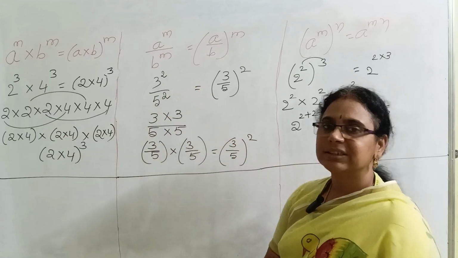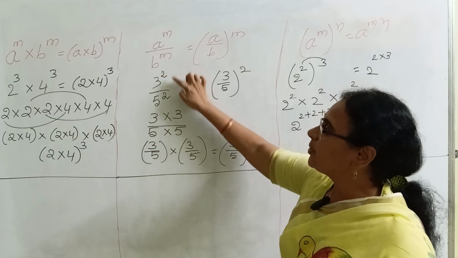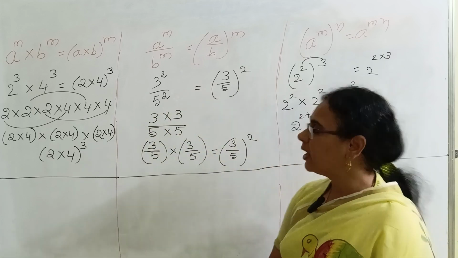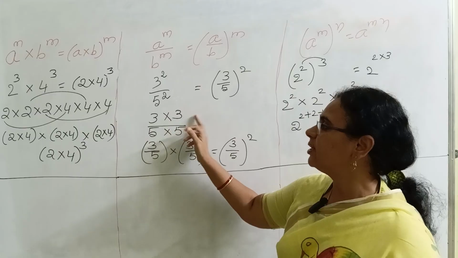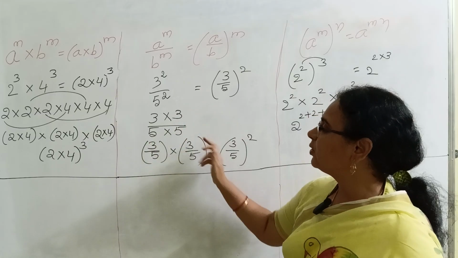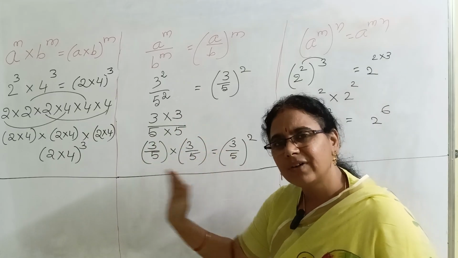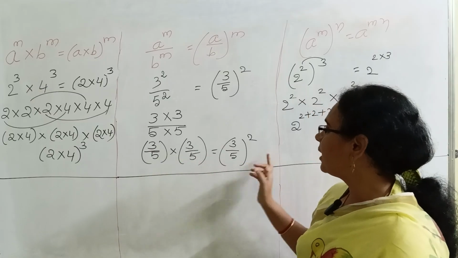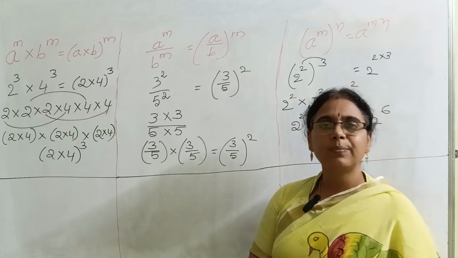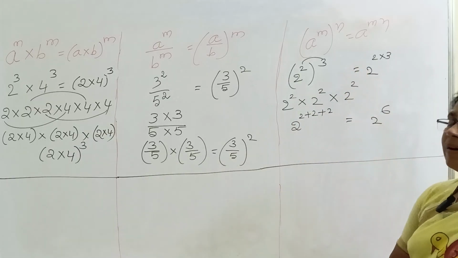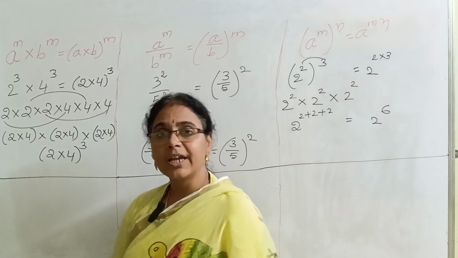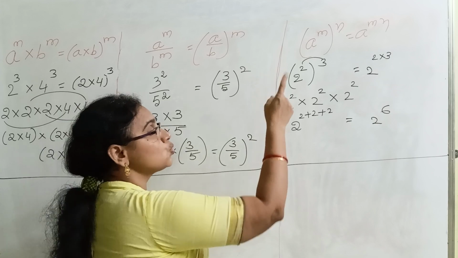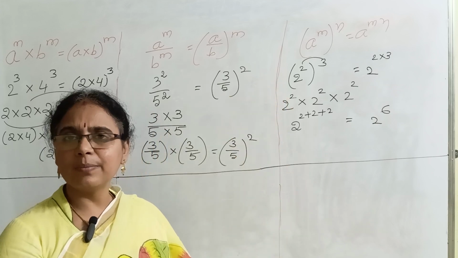3 square by 5 square. Bases are different, exponents are the same. So 3 by 5 whole power 2. How can we get this formula? See here, 3 square is 3 into 3, 5 square is 5 into 5. So separated, 3 by 5 into 3 by 5. Which is repeated? 3 by 5. How many times? 2 times. So 3 by 5 whole to the power of 2. Same like that, the power of power property: a power m whole power n. In the power of power property, if two or more powers are there, we can directly multiply the exponents.